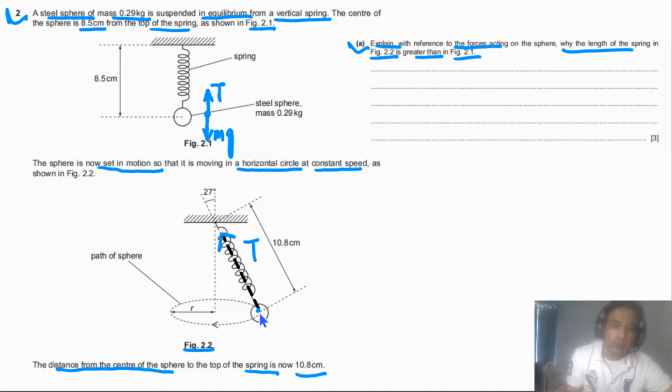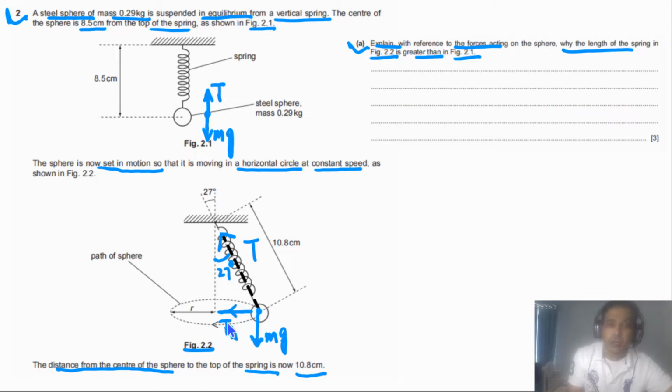Now if you look at this one, on the sphere there is one force that is acting down, that force is mg. But this tension has two components. This angle is 27, so this angle also has to be 27 because alternate angles are equal. We can resolve this T into two components. So we can draw one line here, and say this is the horizontal component of tension, so this one is TH.